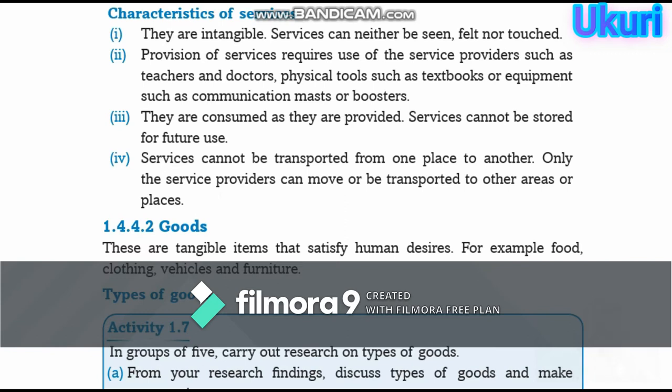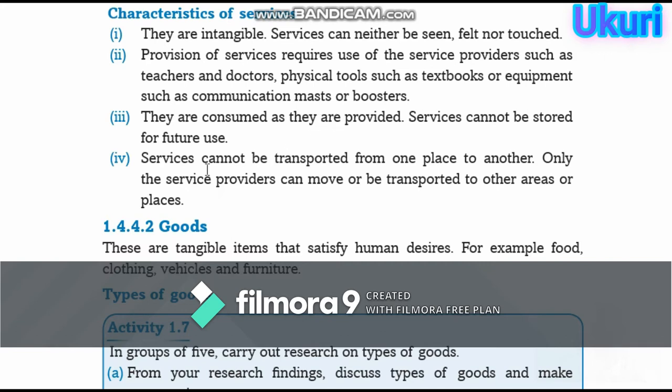not touched. Now, provision of services requires use of service providers such as teachers, doctors, and physical tools such as textbooks or equipment such as communication masts or boosters. Now, they are consumed as they are provided. Services cannot be stored for future use. They are consumed as they are provided.